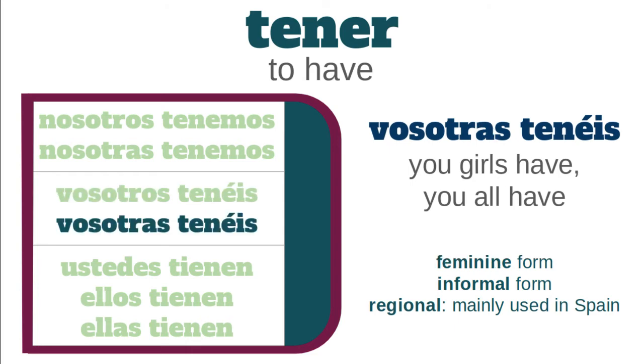Vosotras tenéis means you girls have, or all of you girls have. It's used only when speaking to a group of women. It is an informal form, meaning we use it if we call them by their first names and we know them pretty well, or they're younger people. And it's regional, meaning it's mainly used in Spain.